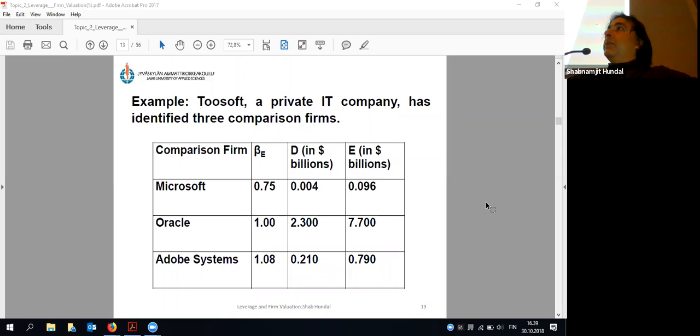In that case, we find out the legend companies. In this example of a private IT firm, I'm taking three legend companies: Microsoft, Oracle, and Adobe Systems. These betas you either calculate by yourself, or use what we call the headline beta, the published beta. At the same time, you need to find out D and E, debt and equity. These are the numbers in absolute amounts, in dollar billions, for example. This is the finance debt, and this is the equity of the company. This is the input data we require.